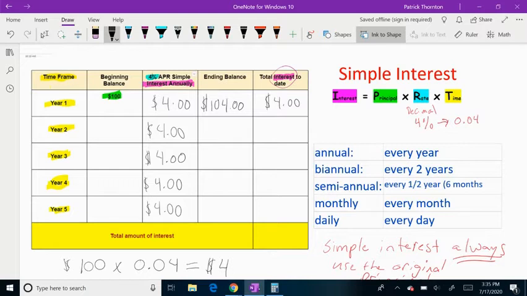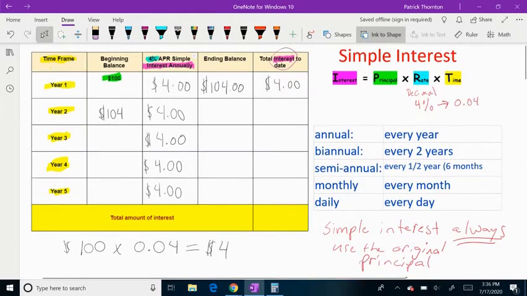So now my next total in year number 2, I'm going to be starting out with $104. To this $104, I need to add the next bit of interest. So the interest, again, always stays the same in simple interest because I'm always going to use the principal from the original amount, which is $100. So it's always going to be $4. I'm always just adding 4 to this amount. So if I were to add $4 to $104, I would come out with $108.